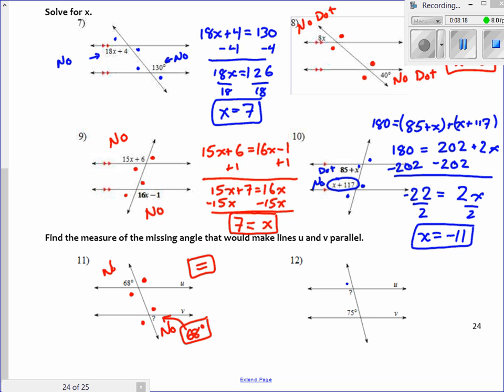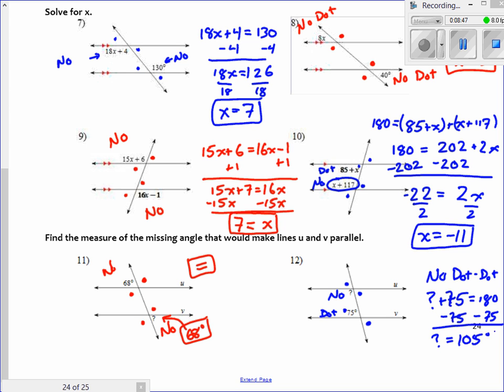And number 12, I'll set up that set of vertical angles, which means I need to do this set. Sure enough, the question mark has no dot, but the 75 has a dot. So no dot with a dot means that they need to add up to 180. So the question mark plus 75 equals 180. If we subtract 75 from both sides, right, we can treat the question mark just like a variable. And that tells me that the question mark angle is 105 degrees.